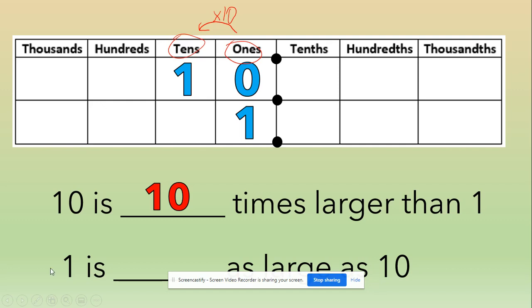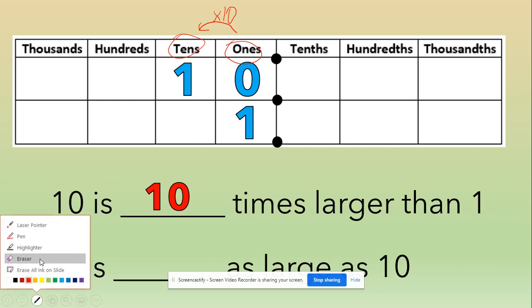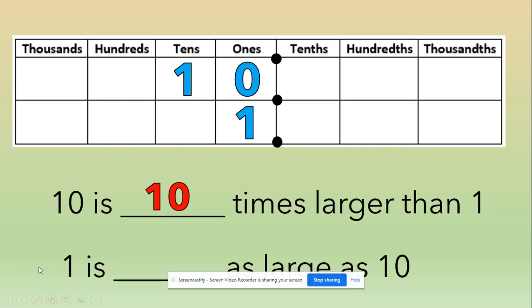We can go the other way too and compare 1 to figure out how it compares to 10. So once again, I'm going to be choosing the 1. We see that the 1 is in the ones place, and then the 1 in 10 is in the tens place. So we want to see how the 1 compares to the 10. We're going to be going the other way, one place value to the right, which we know is dividing by 10 or multiplying by 1/10. So the 1 in the ones place is 1/10 as large as the 1 in the tens place. 1 is 1/10 as large as 10.